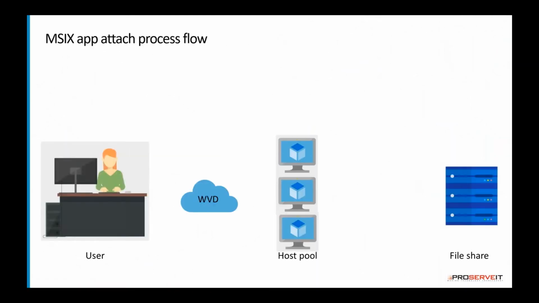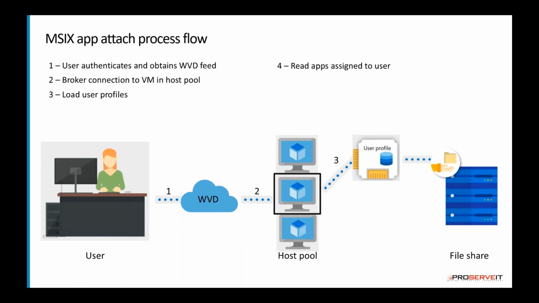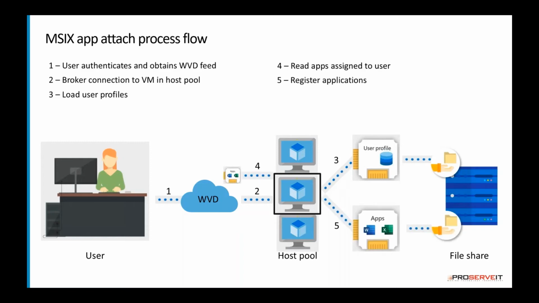So with that, I'm actually going to walk through an app attach process leveraging MSIX. So we can see our user here. She logs in initially into that WVD session. That user is going to authenticate and then obtain a WVD feed, or Windows Virtual Desktop feed. The broker is going to assign her a virtual machine out of the host pool that she's been associated with. And then once that's been completed, FSLogix will actually load that user profile from that external VHD disk. Next, WVD will read the applications that are assigned to that user and then associate given applications.